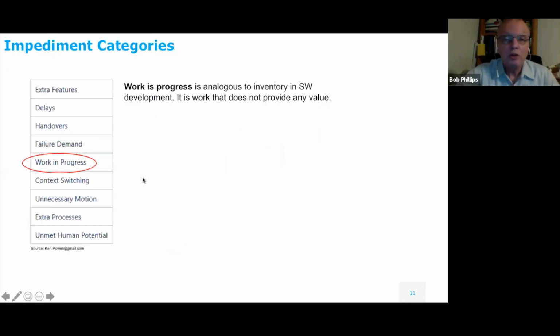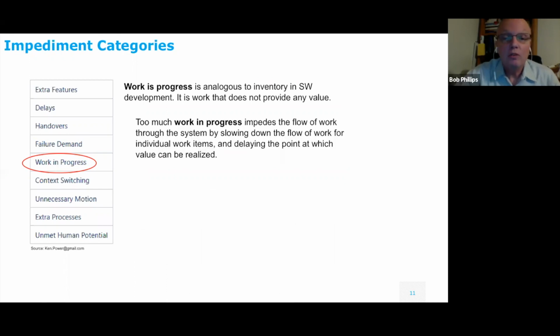The next is work in progress. It's basically how much work you have going on at the same time. And what they say is, if you have too much going on, you basically would impede your workflow because there's too many things moving. That's why a good practice would be for your Scrum team to work on one backlog item at a time and get it done and move on to the next.